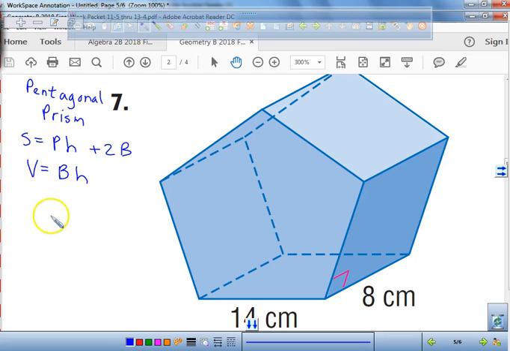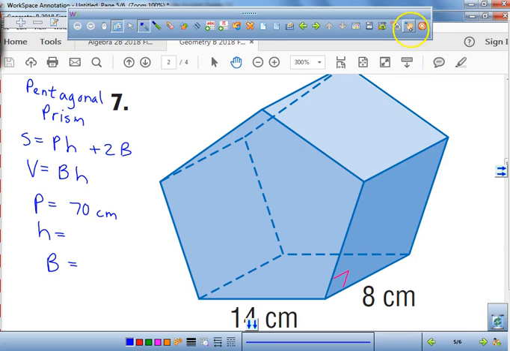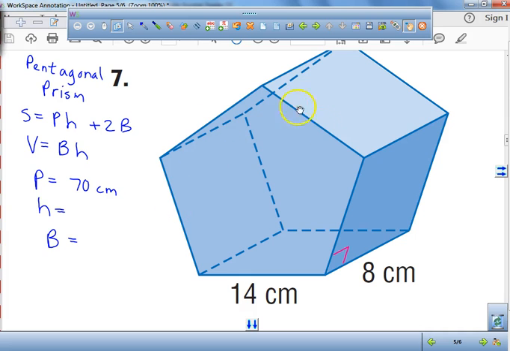Okay? Now we're going to find the super easy parts, capital P and H. The hard part is finding capital B. Perimeter is just 14 times 5, so that gets us 70 centimeters. Because this is a regular pentagon, which it is, that's 14 all the way around. 14 times 5 is 70. Now, what did I tell you the height was? It was always the section that connects the 2 bases. And what section connects the 2 bases? 8. So you're going to put the height right here, everybody, as 8 centimeters.